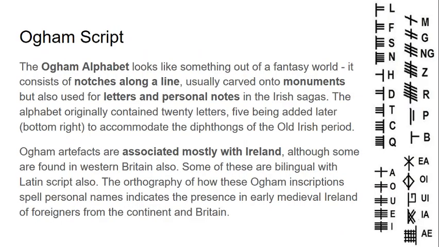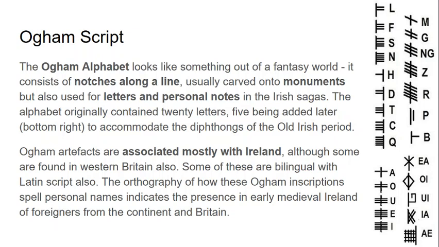It's quite interesting. We don't need to know it that much because it's not too relevant, but the Ogham alphabet is quite interesting. It looks almost like something in a fantasy world, really. You have these notches along a line, which makes it quite good for carving into monuments, but it can also be used for letters and personal notes, and there are records in the Irish sagas of kings writing letters to each other, presumably in the Ogham script. This alphabet originally contained 20 letters, and there were 5 added in later periods to accommodate the diphthongs which developed during the Old Irish period.